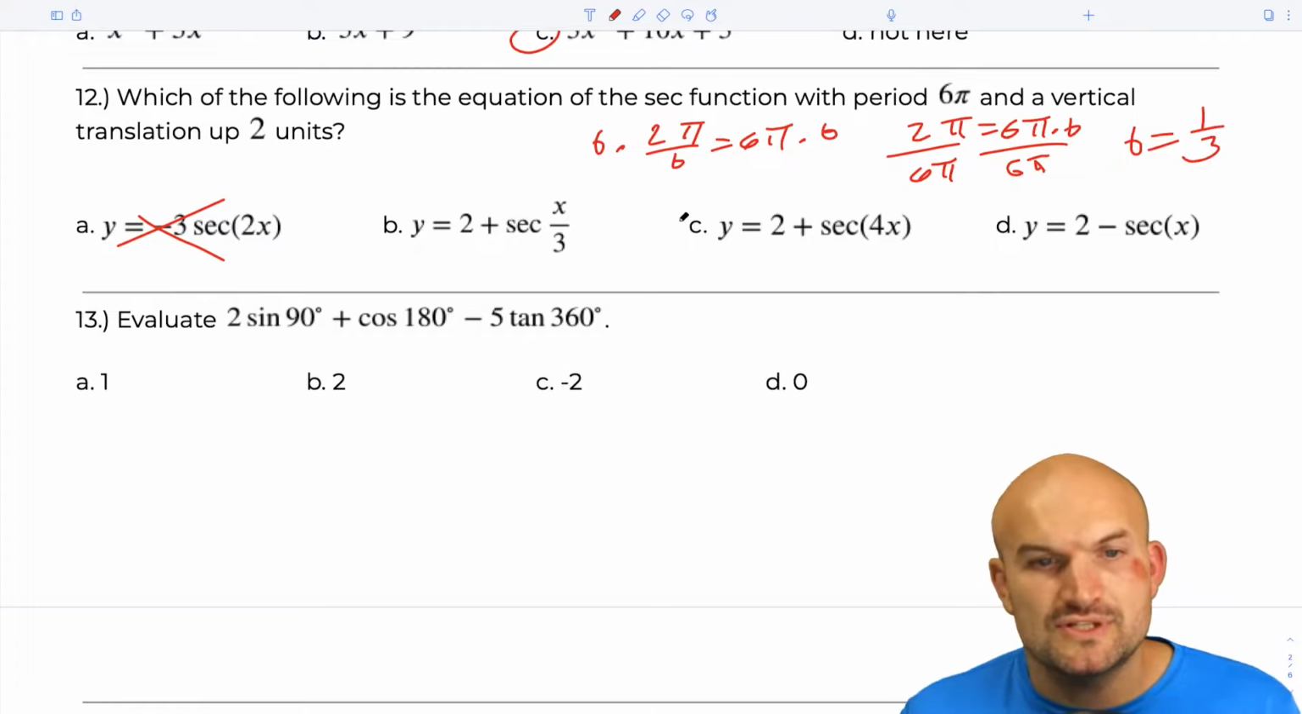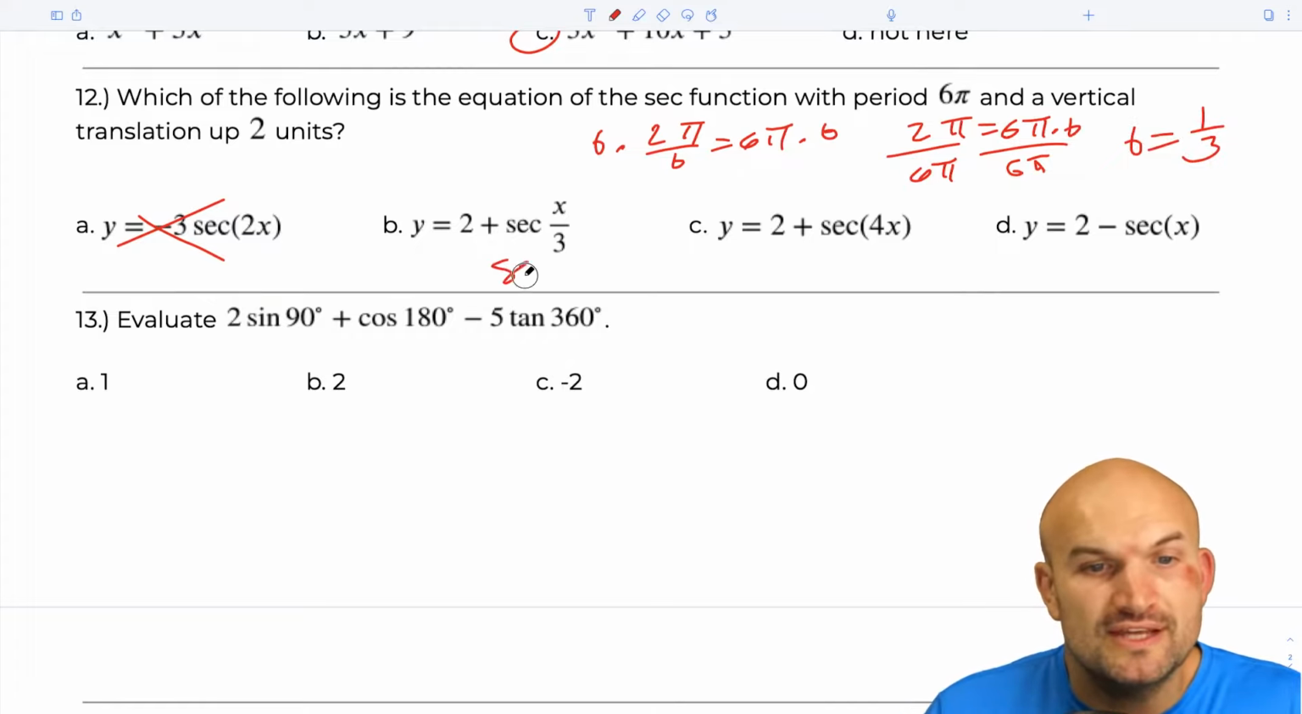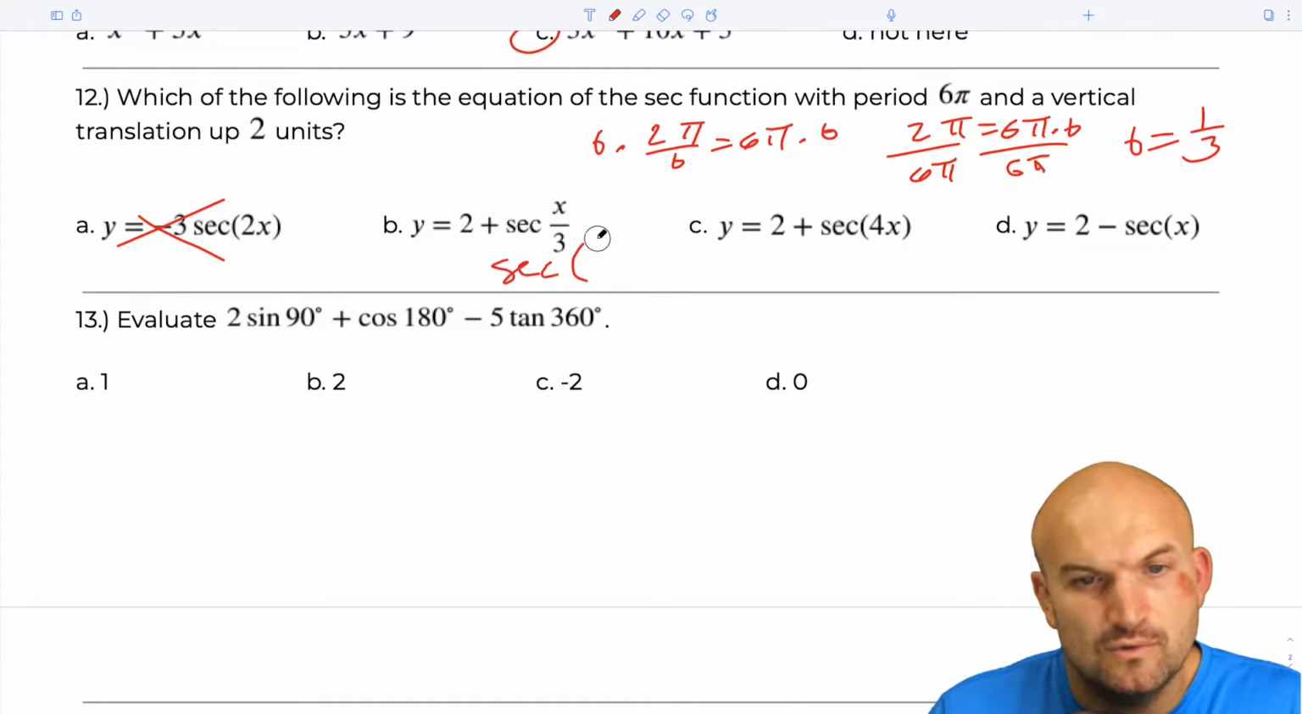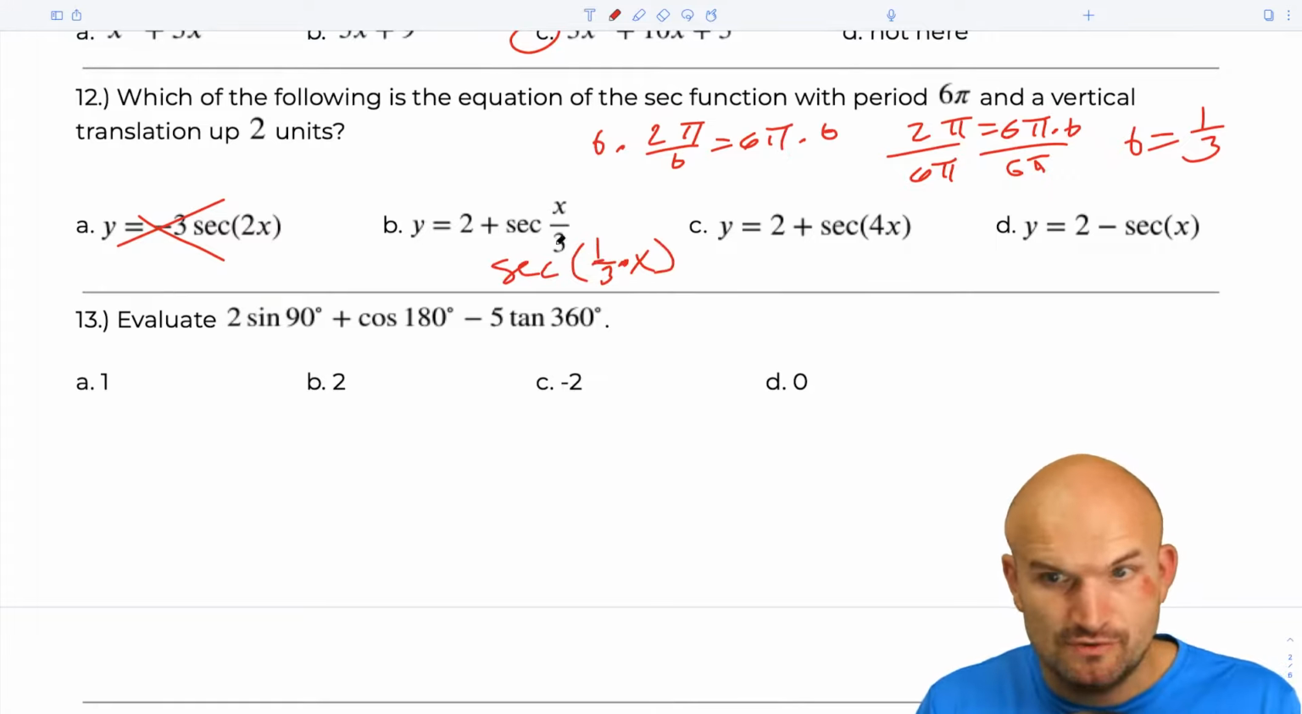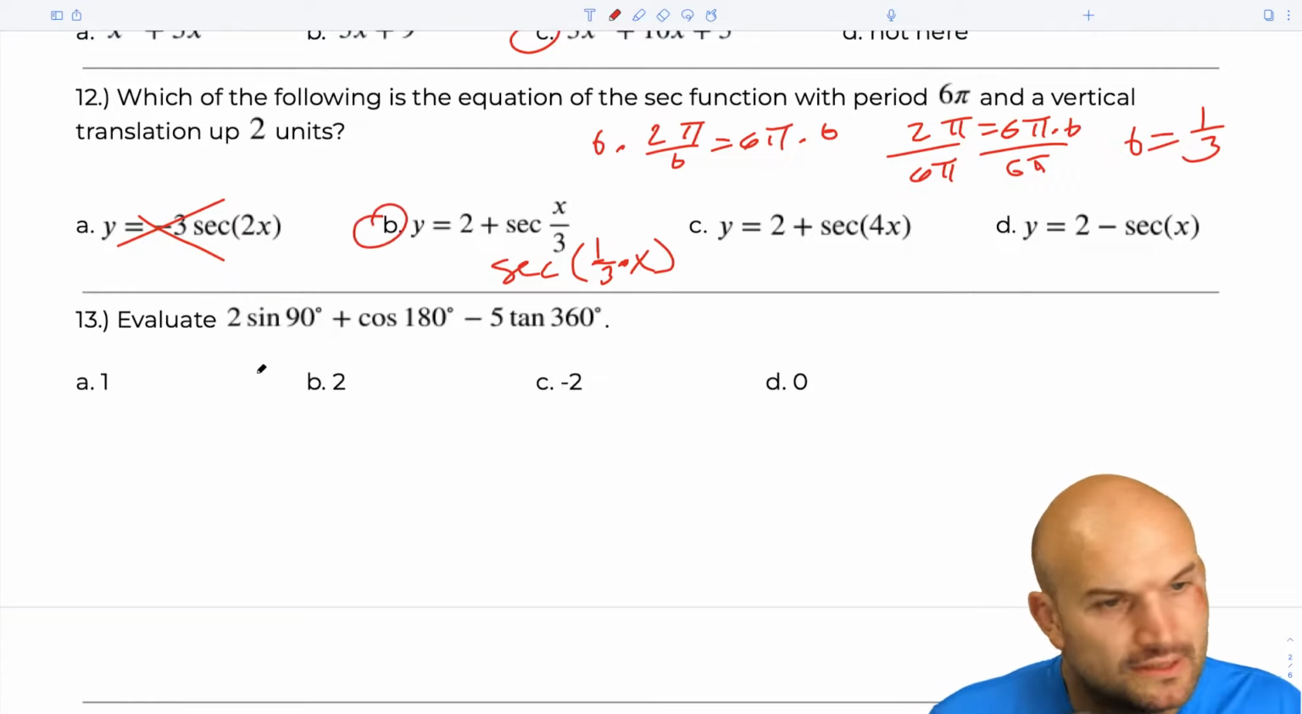Okay, so where's the only one where b is equal to 1/3? Well, this is secant of 1/3 times x. It's the same thing, right? 1/3 times x is just x over 3. So therefore, it's answer B.